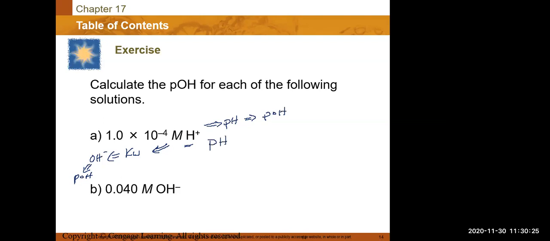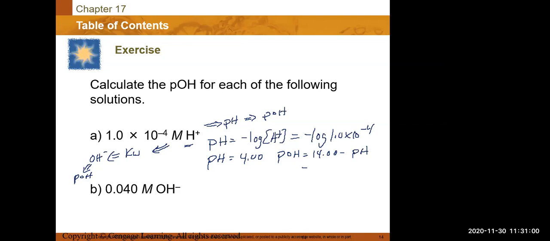I'm going to go right into the pH equation, which is minus the log of our H plus, and that'll get you minus the log of 1 times 10 to the minus 4. It's going to give me a pH of 4.00. And now I could use that pOH relationship that the pOH would be 14 minus the pH. And that would give me 14 minus 4, which should give me a pOH of 10 in this particular case. Any questions on that one there?